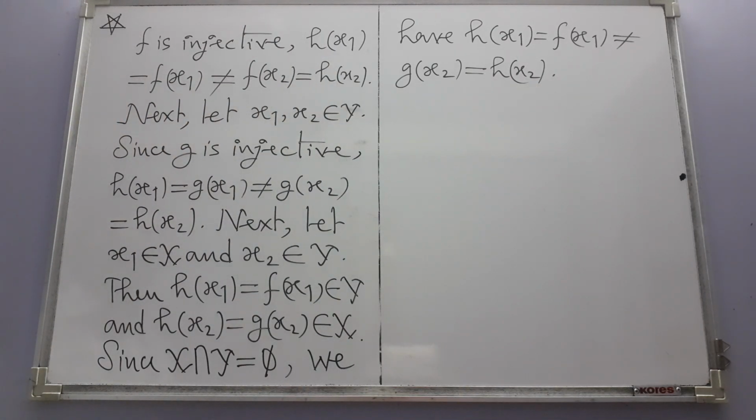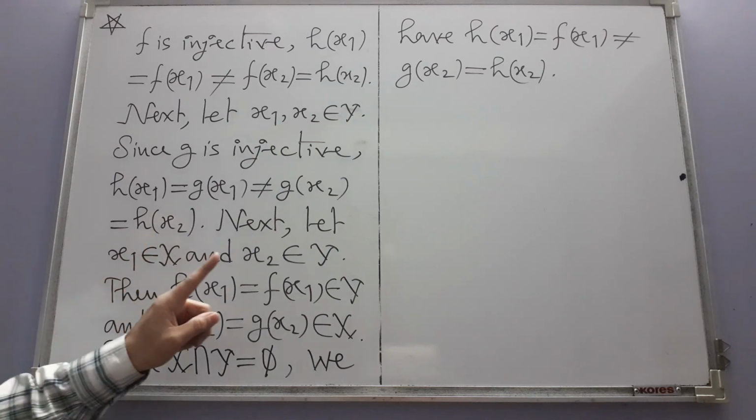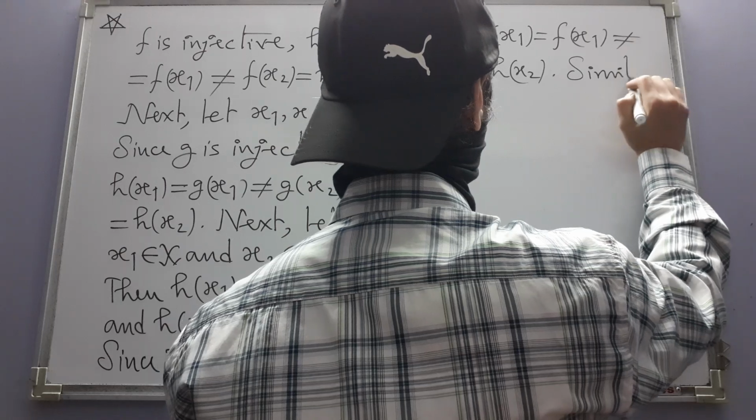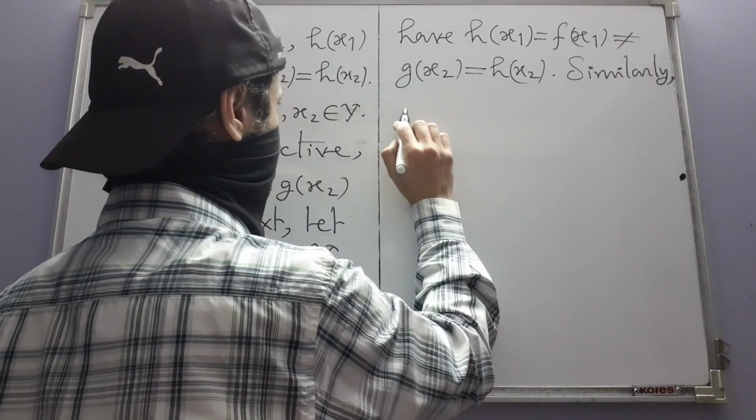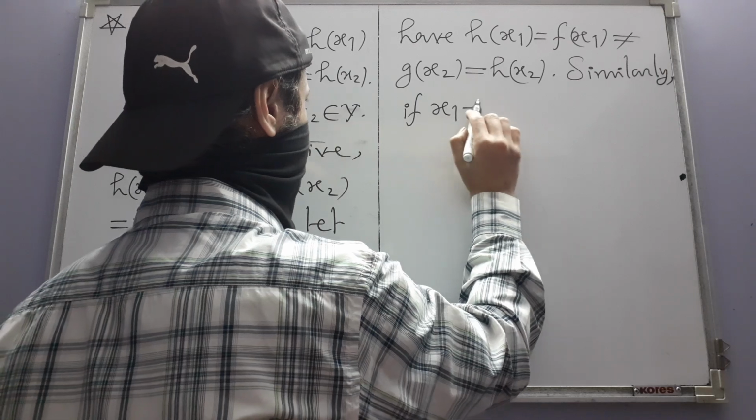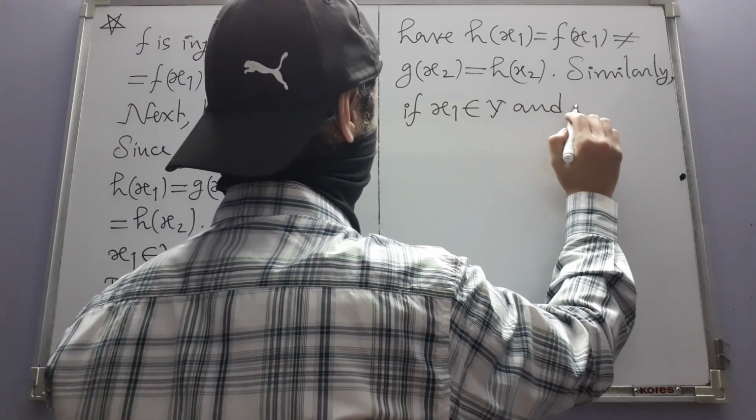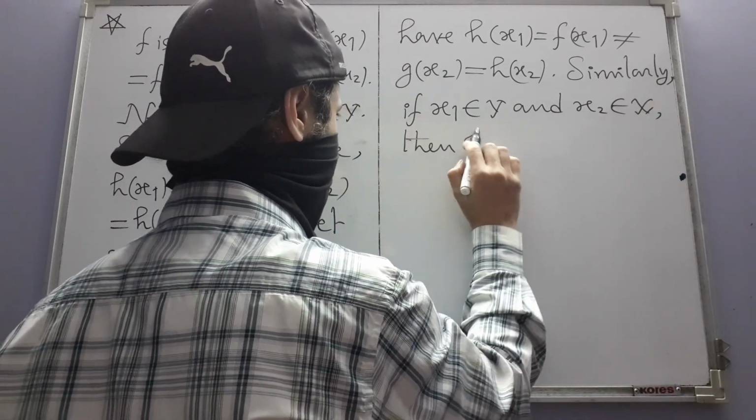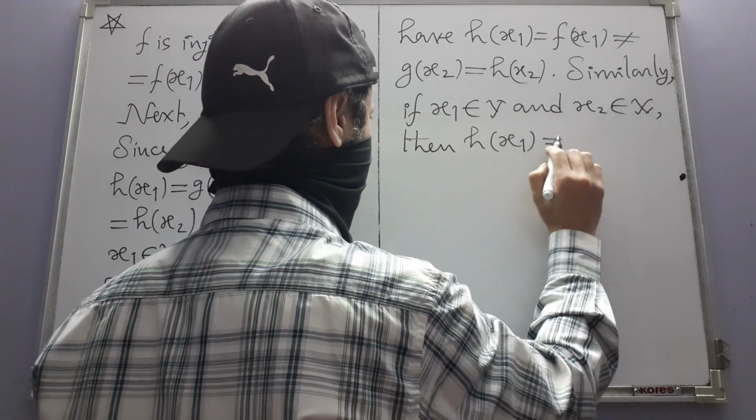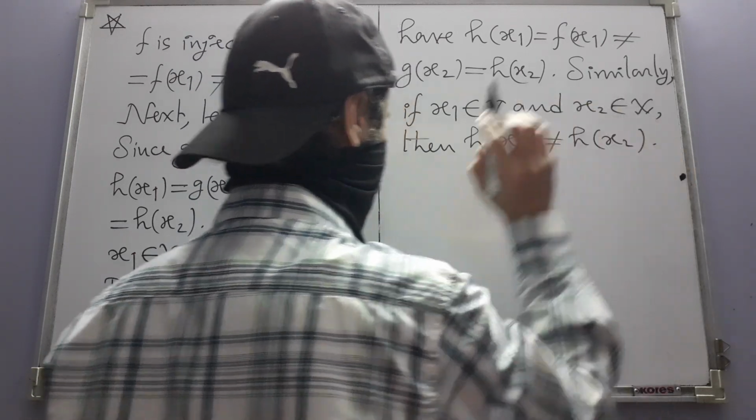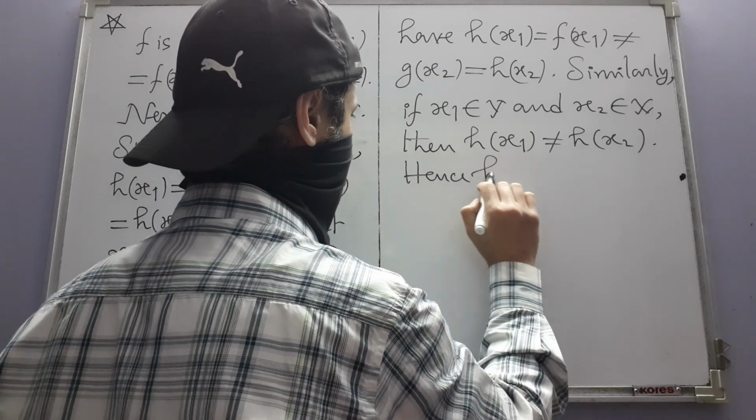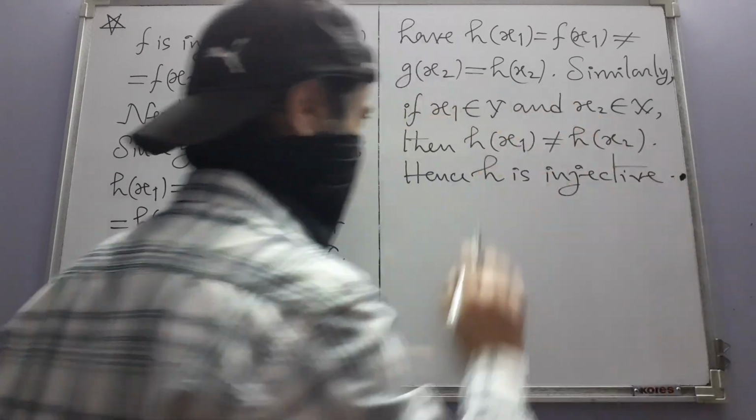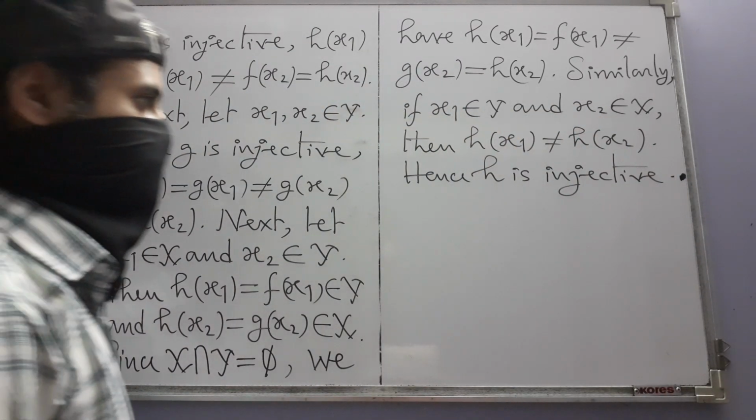You can clearly see that the remaining case where x1 is in Y and x2 is in X is similar. Similarly, if x1 belongs to Y and x2 belongs to X, then also their h images are different. Hence, h is injective. Okay, so that way we have the proof.